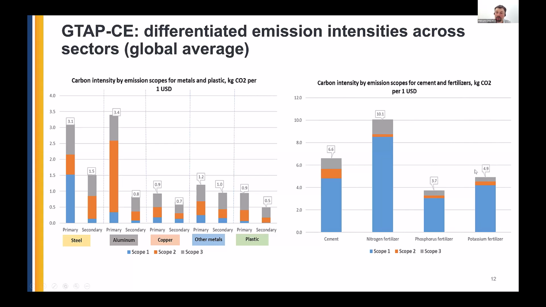And then we also trace emission intensities across other commodities. So for instance, cement, fertilizers, we can also see quite a substantial differentiation. For instance, nitrogen fertilizer is expected to have much higher scope 1 emissions than, for instance, phosphorus or potassium fertilizer. Now, in many cases, these fertilizers are mixed. So in the application, an average fertilizer mix use emission intensity would most likely be an average or some type of weighted average between the 3.